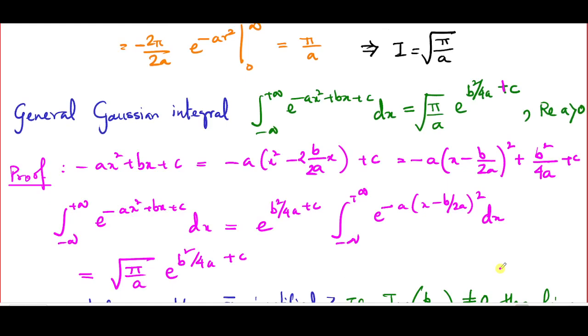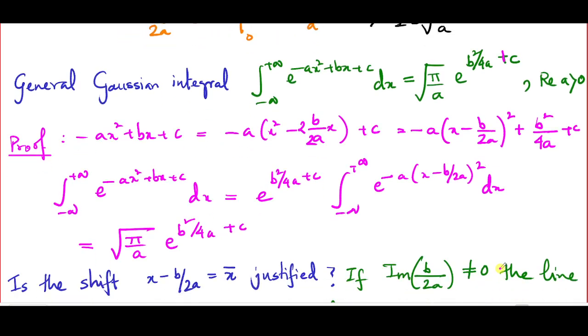Now there's one catch which I still want to emphasize in this rather elementary derivation. Is this shift of variable x minus b by twice a, x bar or x prime or whatever you want to call it, justified? As long as b by 2a is real, you are just shifting a point on the real line to a neighboring point, and this will not cause any difference in the limits over which you are going to do the integration, the limits being minus infinity and plus infinity.